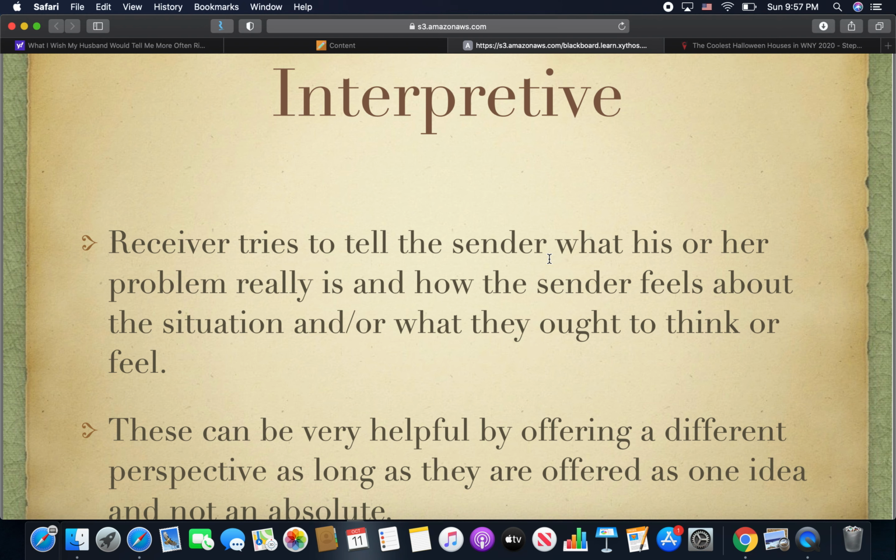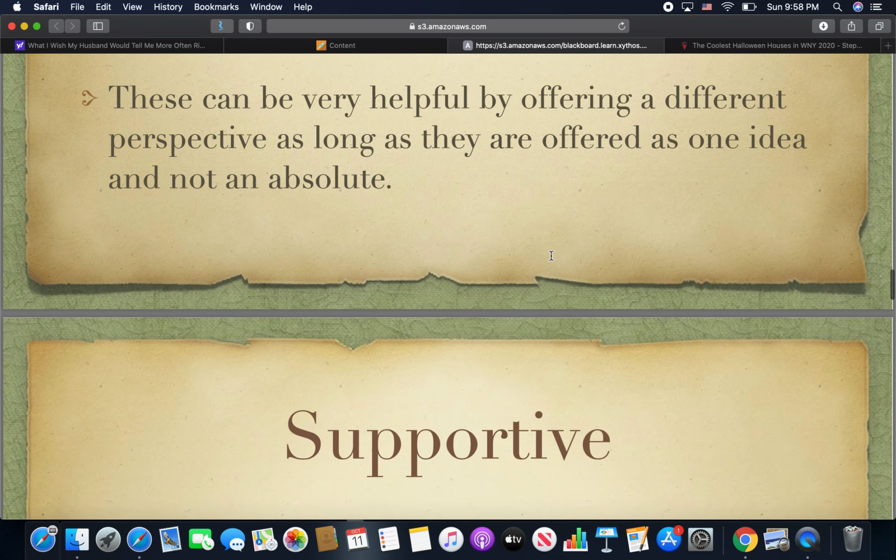Some people may appreciate that response because it makes them look at the bigger picture and the whole situation, where they may not be able to see it themselves because they're in the midst of it. Other times it may be perceived as you trying to tell the person what they're thinking and feeling, and that may be off-putting for some people or in some situations.